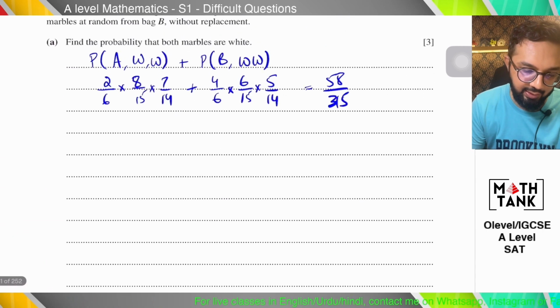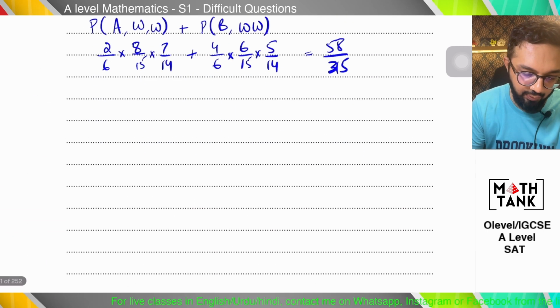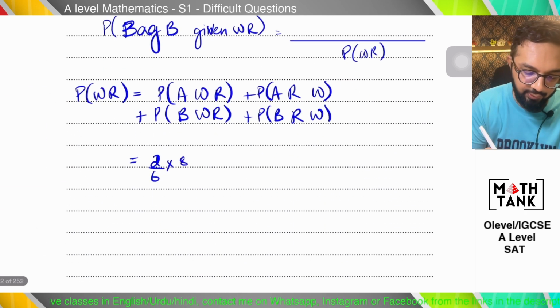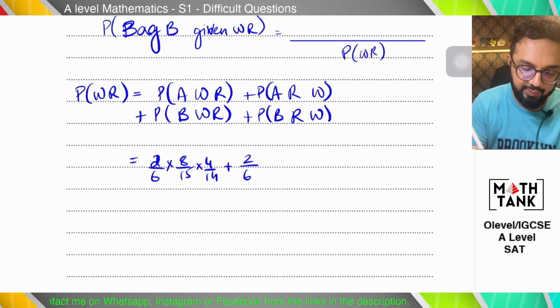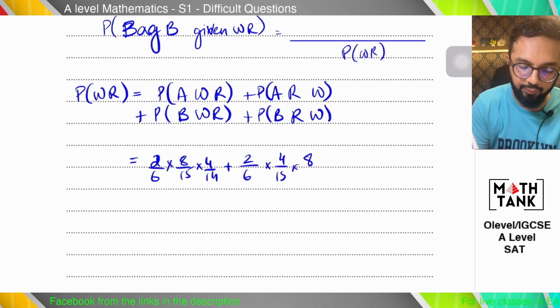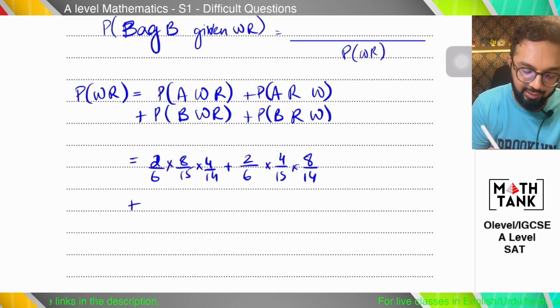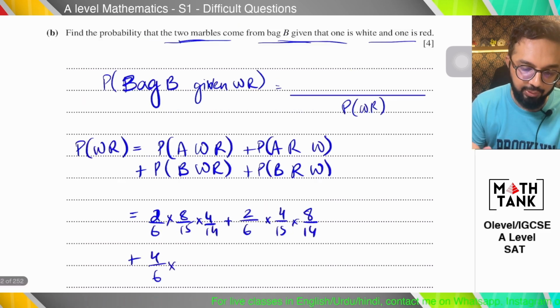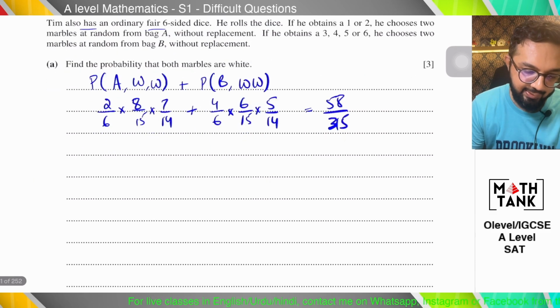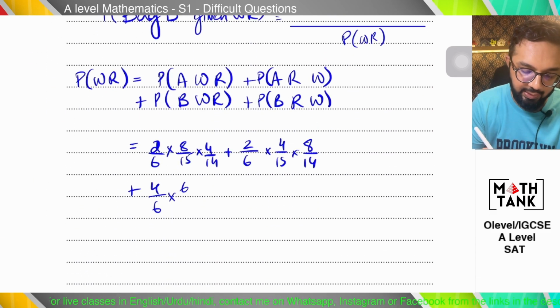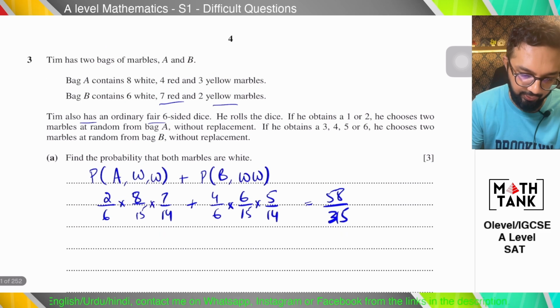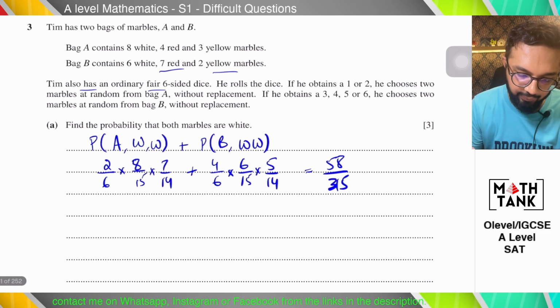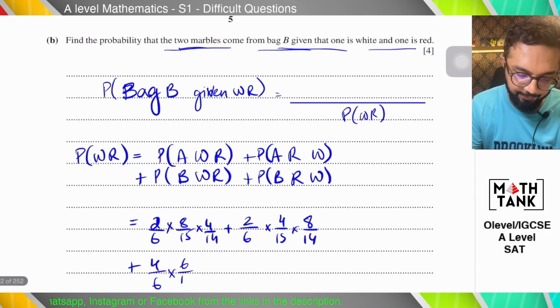How many whites are there? Whites are 8 and reds are 4. So 8 out of 15, 4 out of 14, plus 2 out of 6, 4 out of 15, and 8 out of 14. That's for bag A. For bag B, I have 4 out of 6. How many whites? Whites are 6, reds are 7. So 6 out of 13 and 2, 15. Okay, those are also 15.